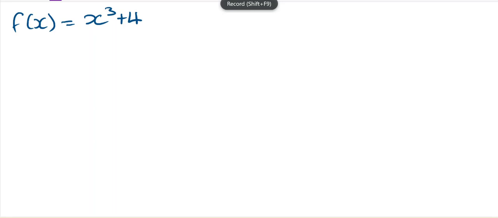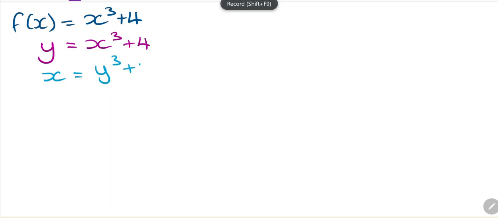Okay, our next question, f of x is x cubed plus 4. So the first thing we need to do is rewrite with y. So y is equal to x cubed plus 4. And now we're going to switch our values. So x is equal to y cubed plus 4. And now we need to solve.